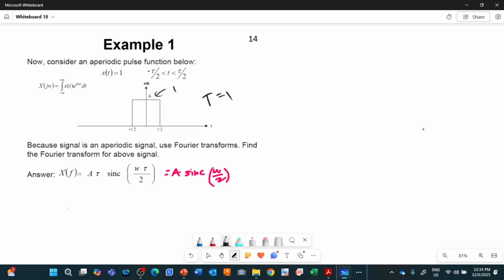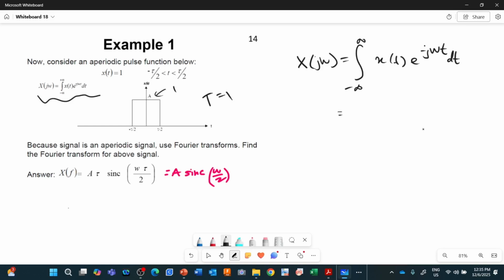One easy way is directly using the Fourier transform table, but in this case we are using the equation. The equation to find the Fourier transform is X(j omega) equivalent to the integration from minus infinity to infinity of x(t) e to the minus j omega t dt.